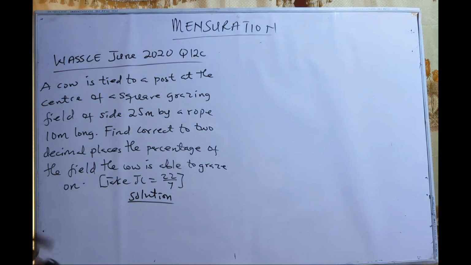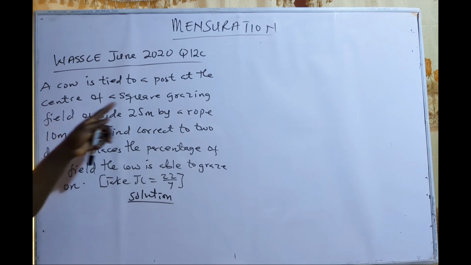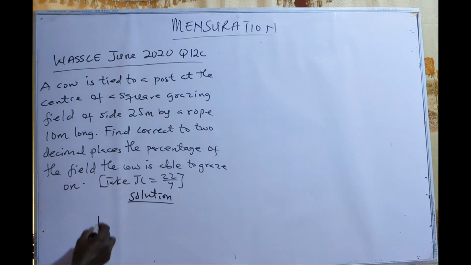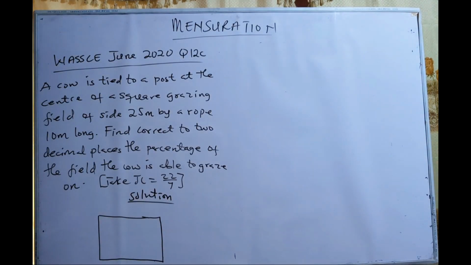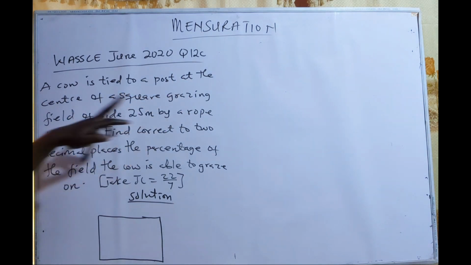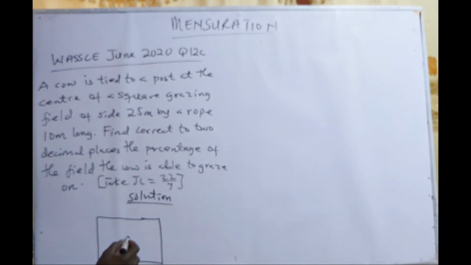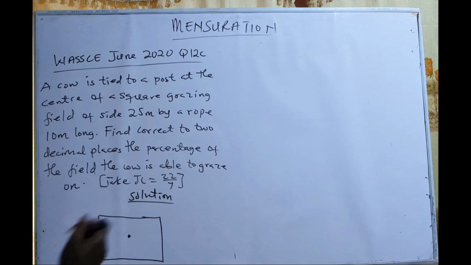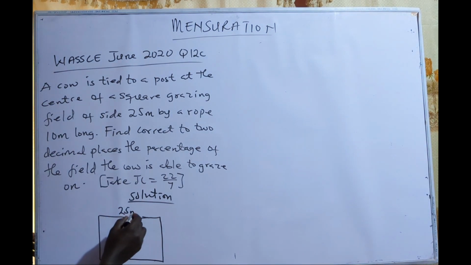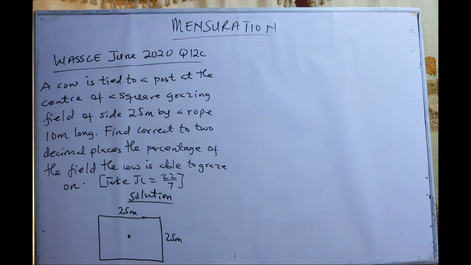So there is a cow who is tied to a post at the center of a square grazing field. So you draw the square. This is my square. And the cow is tied at the center, so the cow is at the center. Let's say this is the center of the square grazing field. The square has a side of 25 meters, and since it is a square, all the sides are the same, 25, 25.